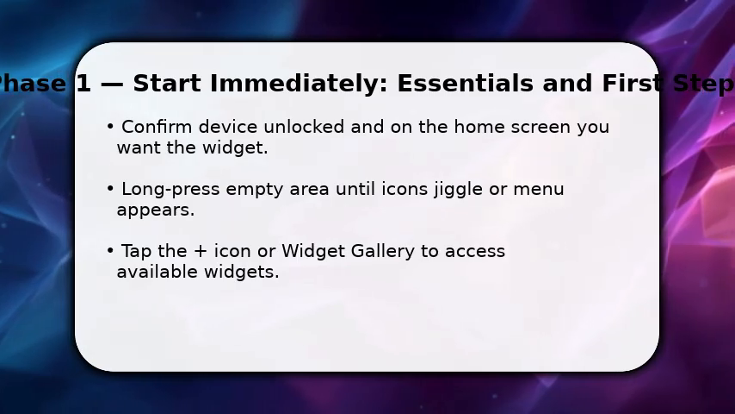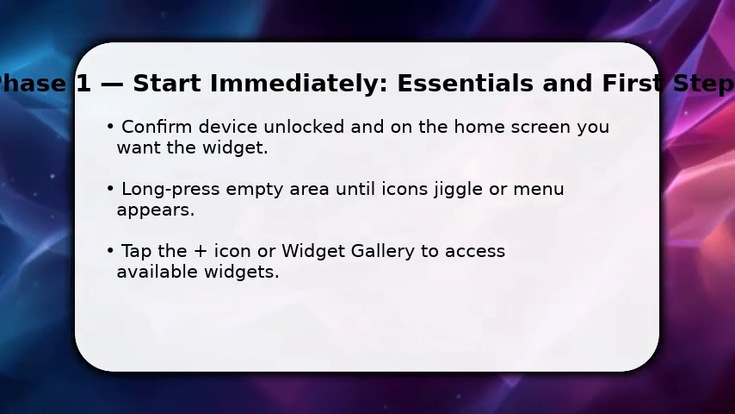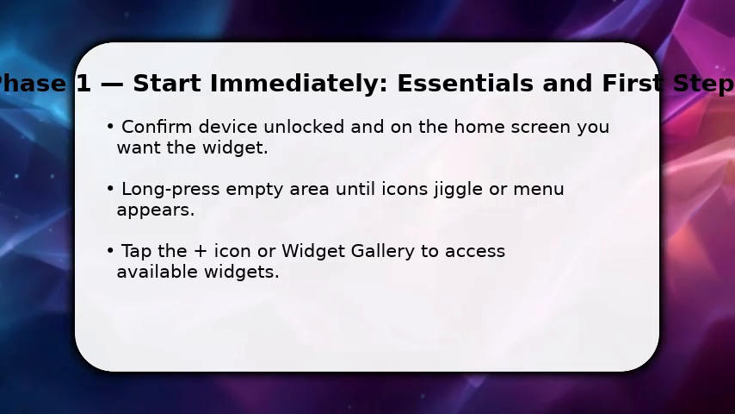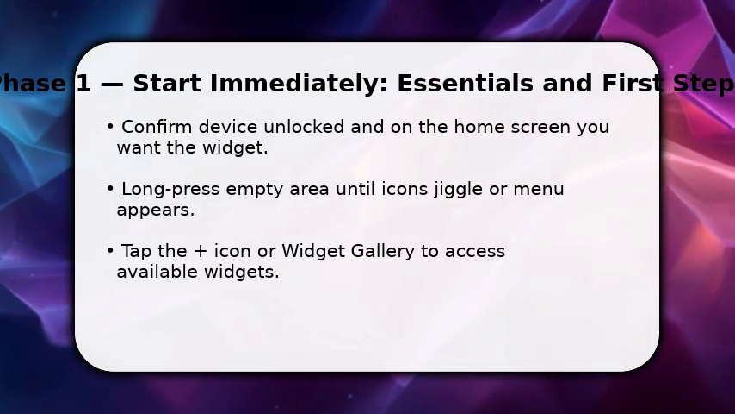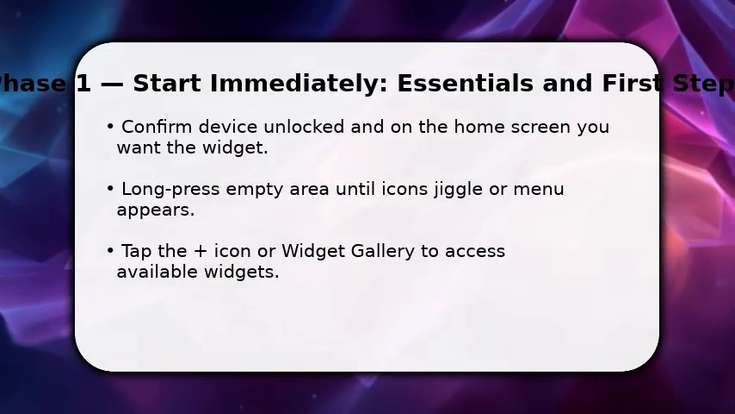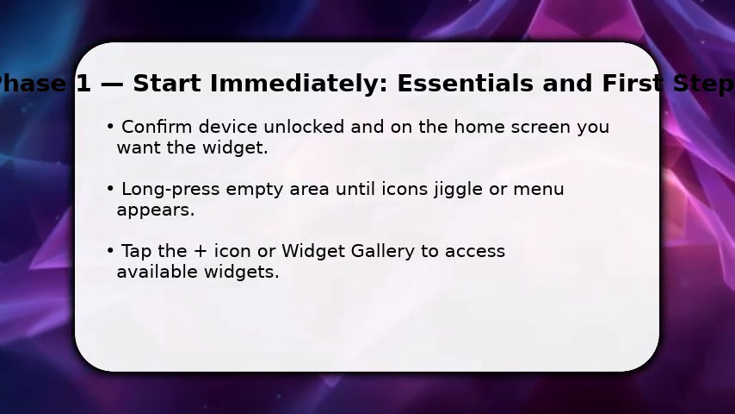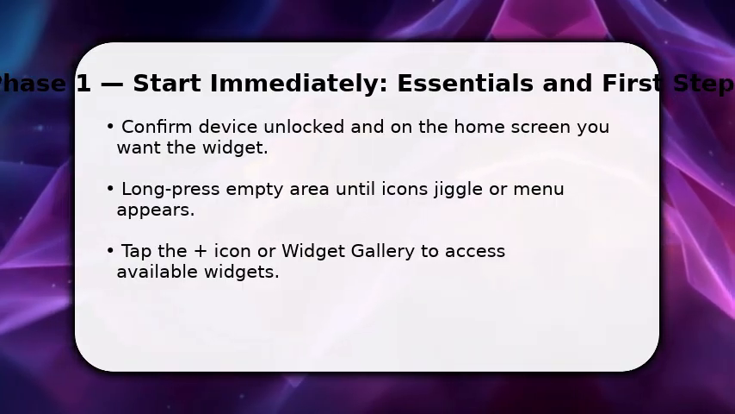Enjoy the video. You start by getting to the exact home panel where the weather widget must appear. Long press an empty area until icons jiggle or until a contextual menu opens. This reveals the widget picker. Once done, tap the plus icon or choose Widget Gallery because that is the only way to add official widgets back.